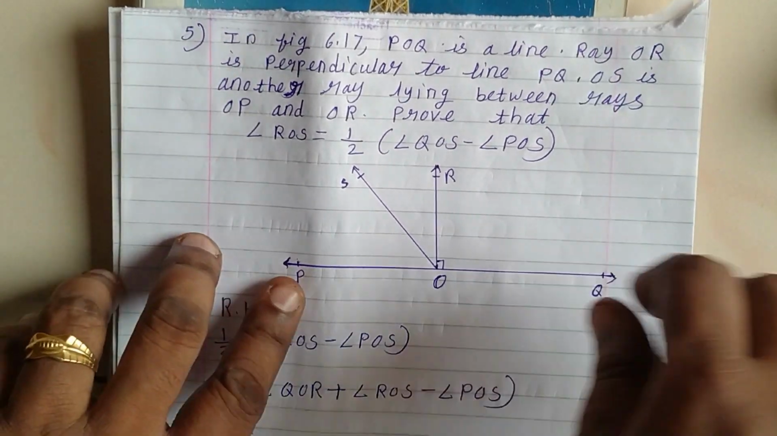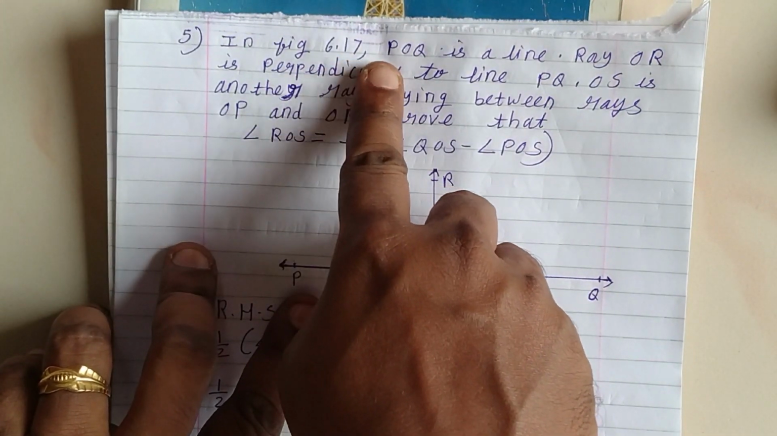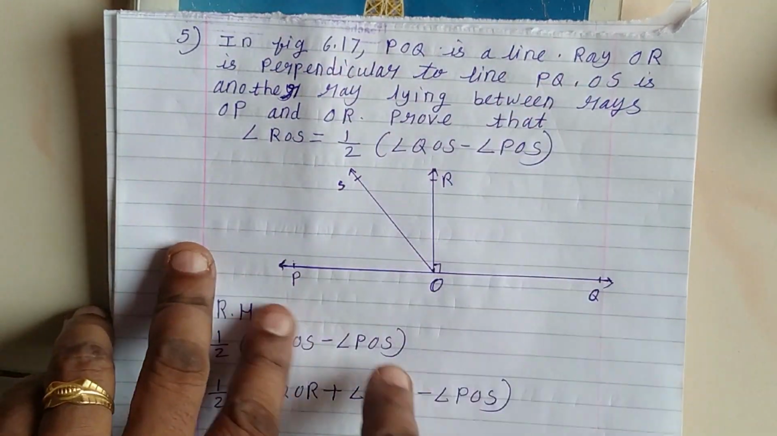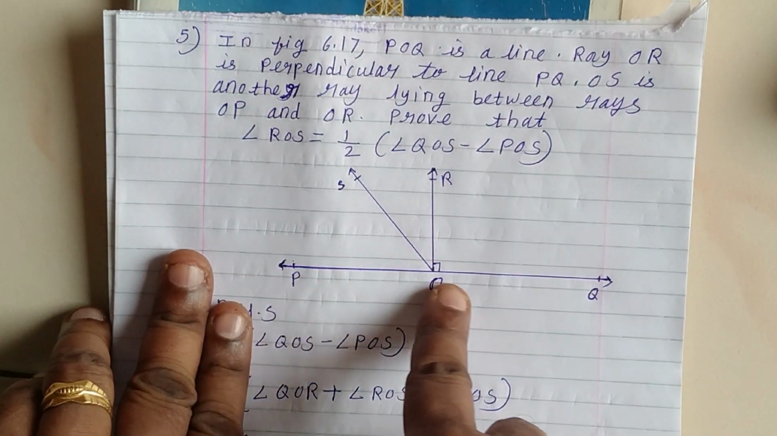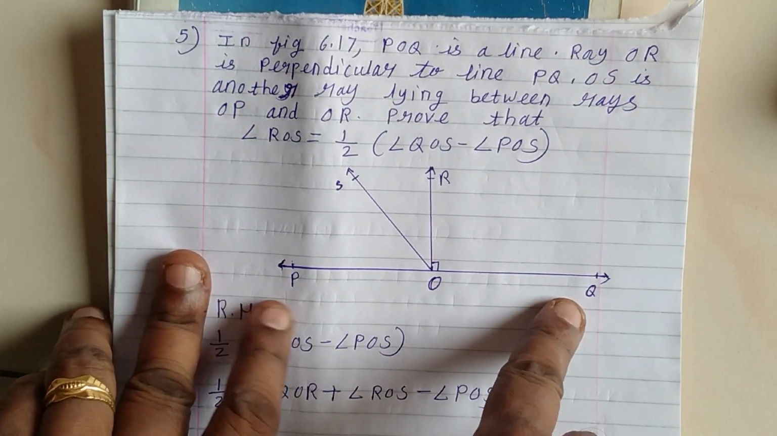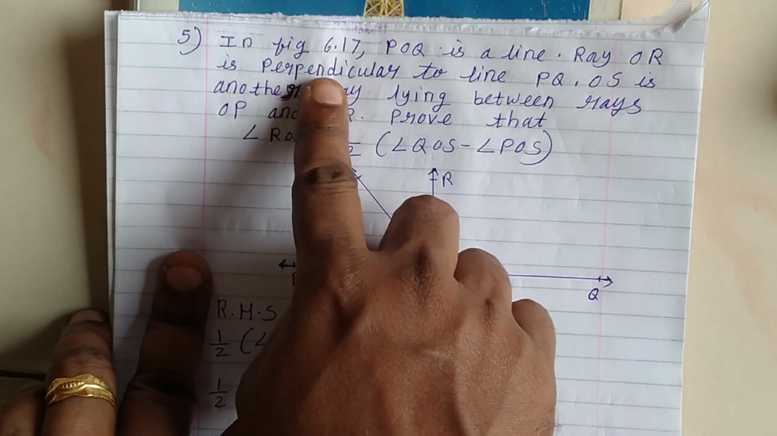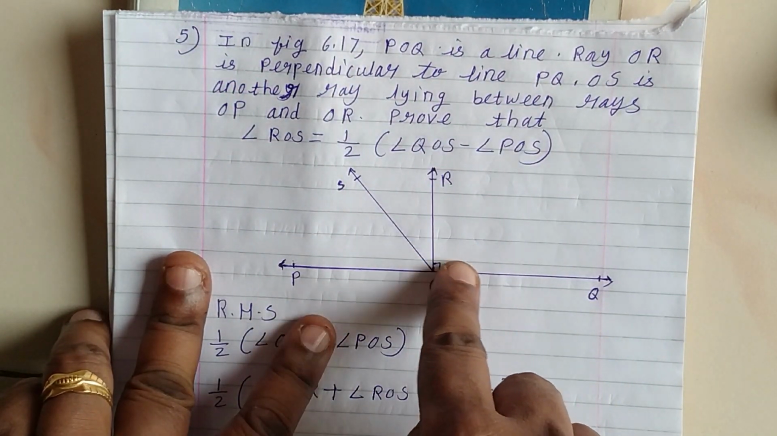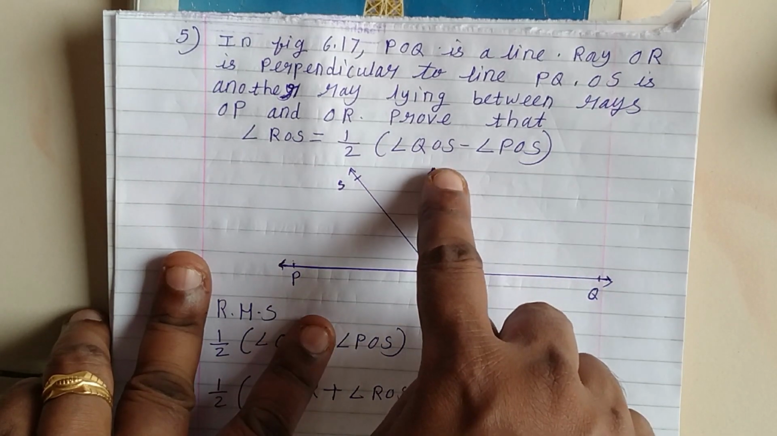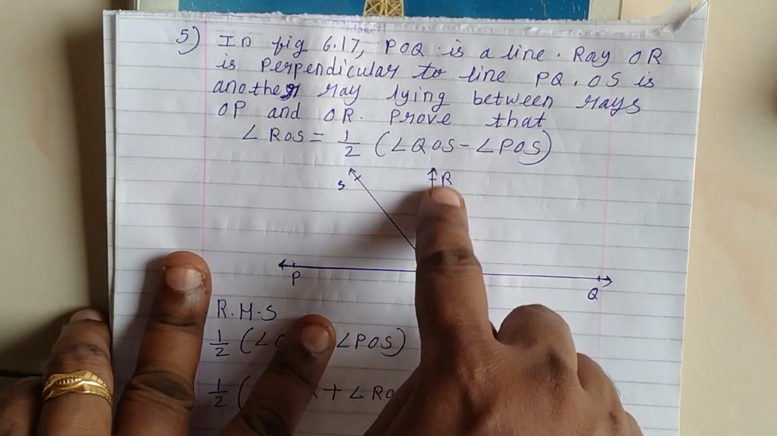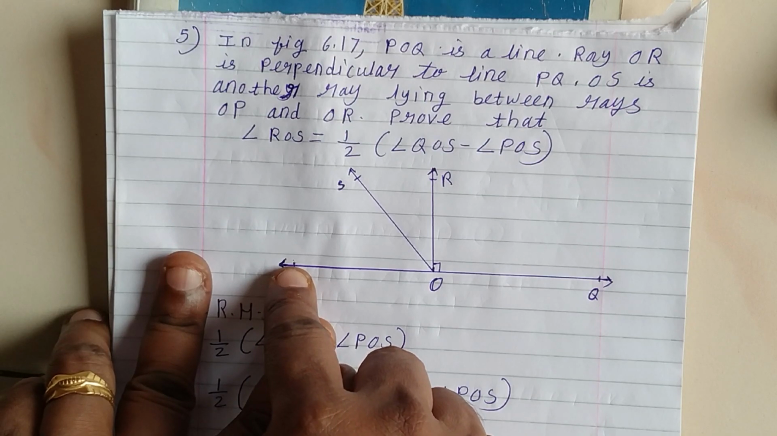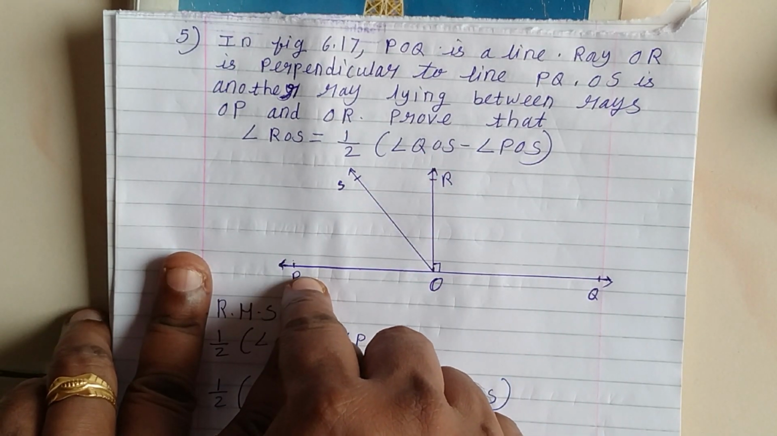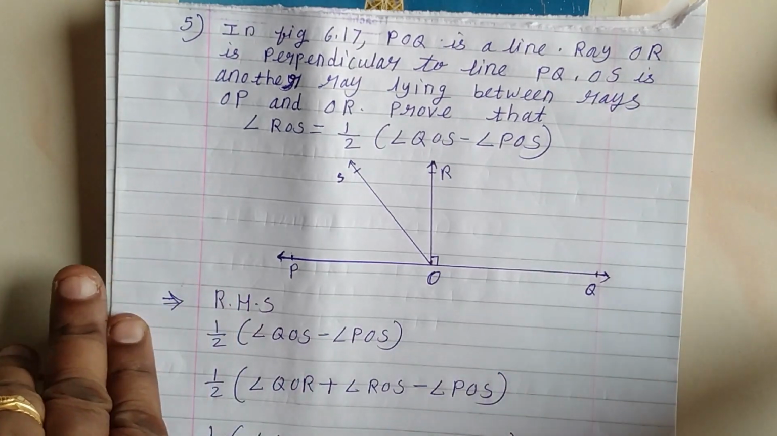Now question 5th student, in figure 6.17 POQ is a line. Ray OR is perpendicular to line PQ, means ROQ is 90 as well as ROP is also 90. Okay.